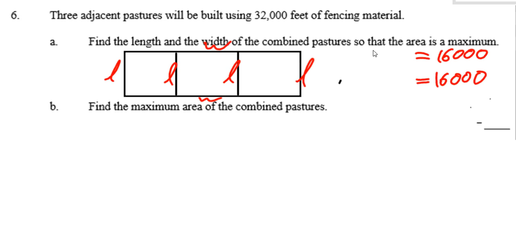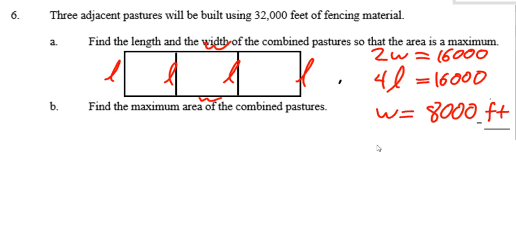16,000 goes to the two widths, and 16,000 goes to the four lengths. Which means divide by 2, we get the width is 8,000 feet. Divide by 4, the length is 4,000 feet. So that's the shortcut way.